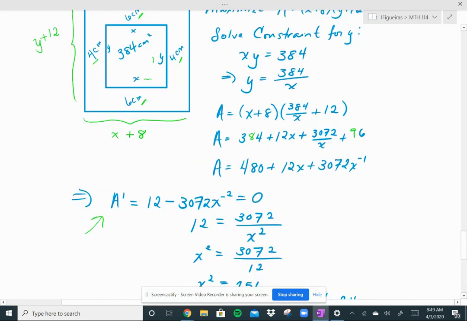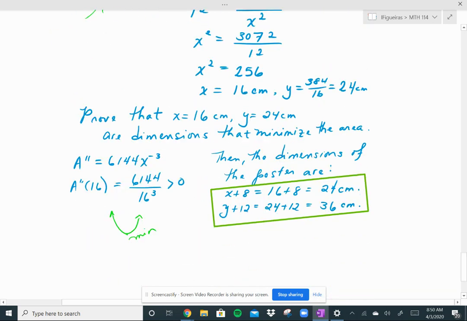This one right here, for the inside poster. I need to minimize the poster dimensions for the big poster. That has the dimensions of x plus 8, and y plus 12. So as a final step, the work is right here. x plus 8 is equal to 16 plus 8. So one of the dimensions is 24 centimeters. y plus 12, well, y was 24, so 12 plus 24 gives us 36. So the dimensions of the poster that will minimize the area are 24 by 36. Okay, so now you should try the homework for this section.